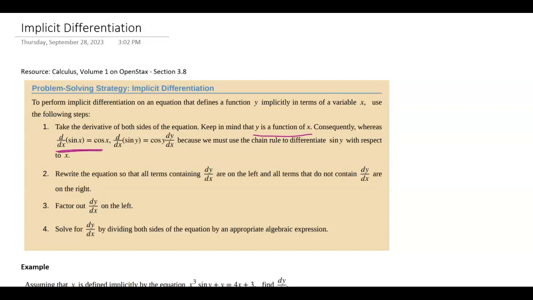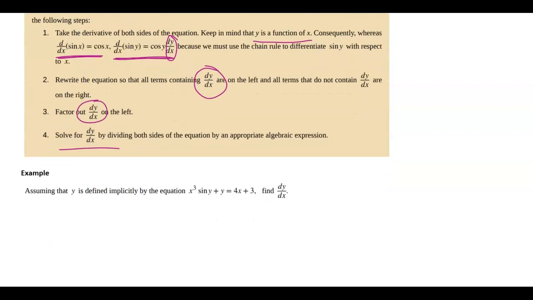But when we take the derivatives of functions of y, we have to use the notation that then you need to take the derivative of y with respect to x. It's basically a chain rule type expansion here. So we'll rewrite the equation after that so that all of the dy/dx terms are on the left-hand side. We'll factor that out and then we'll solve. So let's jump into a problem here so I can explain this to you.